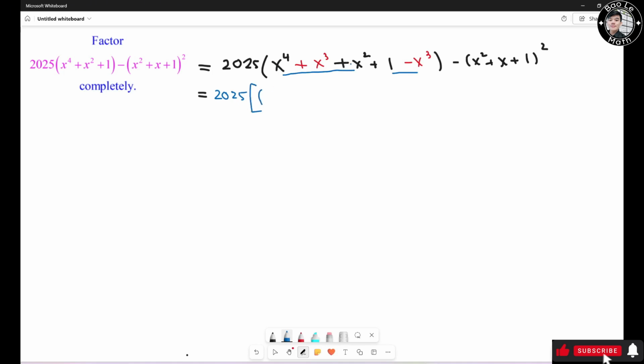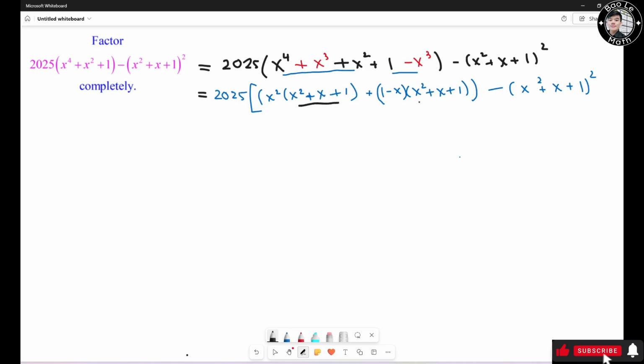The first three terms right here I factor s squared out, right? So I have s squared plus s plus 1. Now the last two terms right here I just use the difference of two cubes formula, right? So I have 1 minus s times s squared plus s plus 1, right? This one right here I just rewrite it.